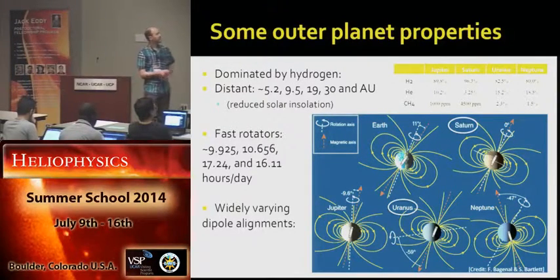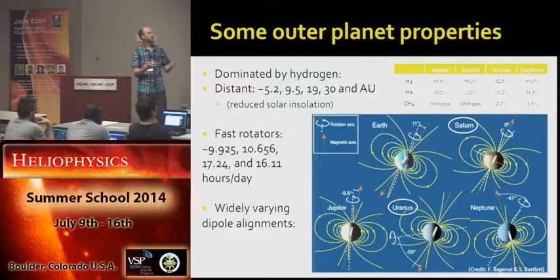So as Fran discussed on Saturday, there are widely varying dipole alignments, from Saturn, where the dipole is essentially coincident with the rotation axis, over to Uranus and Neptune, where you have crazy dipole alignments relative to the rotation axis. And these all make the interactions between the ionosphere and the magnetosphere even more interesting and complex.